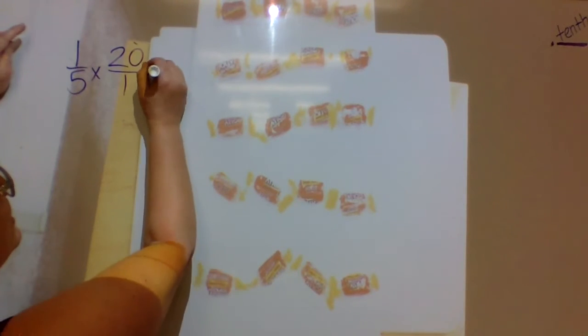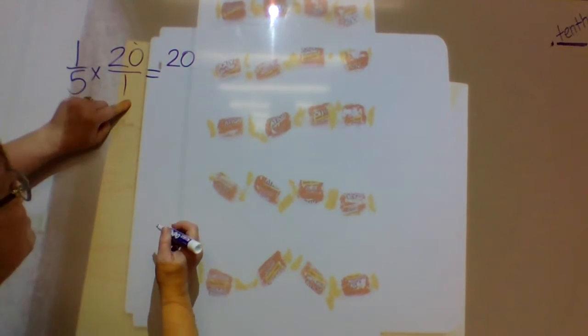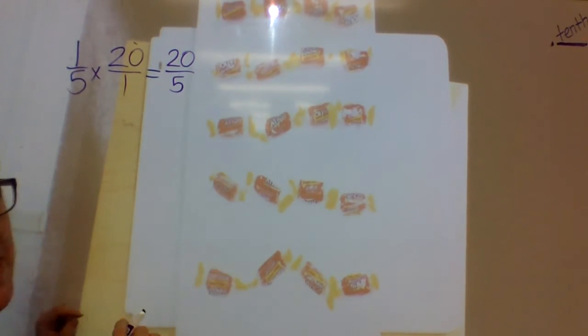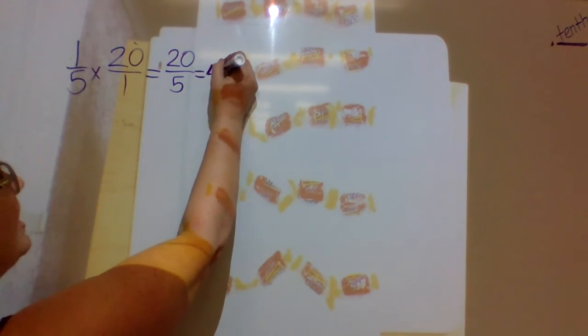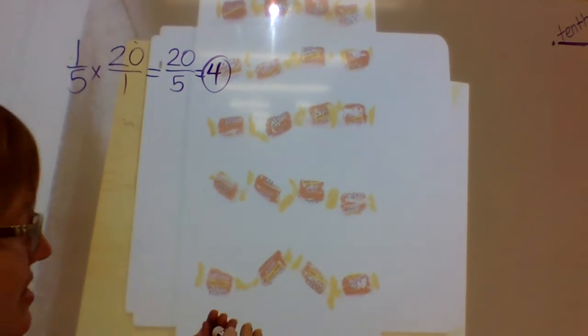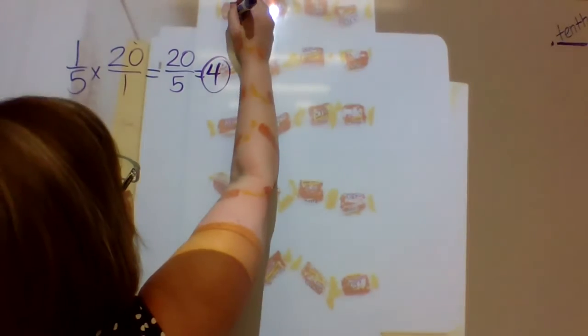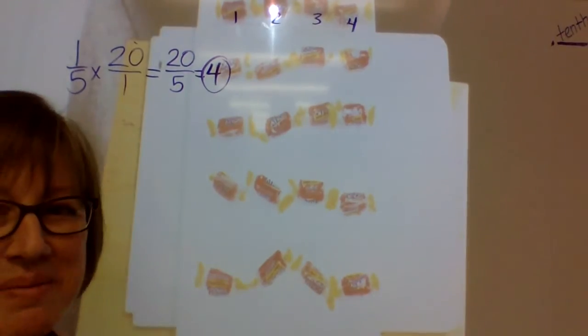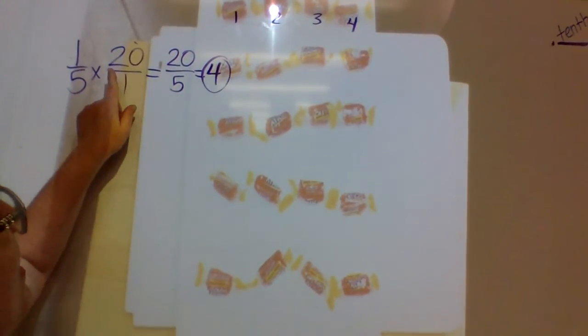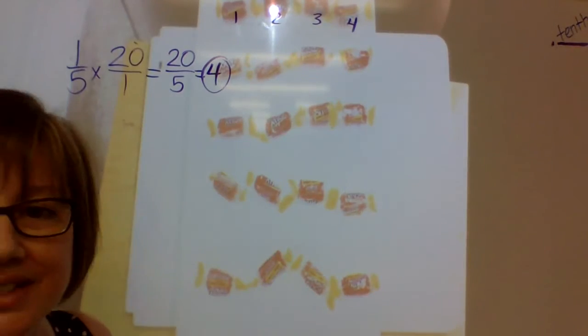Okay, 1 times 20 is 20. 5 times 1 is 5. What's 20 divided by 5? Equals, did I say 5 a second ago, or did I say 4? Because there's 4 here. There's 1, 2, 3, 4. There's 4 in each row. I think I might have said 5 a second ago. But 1/5 of 20 is 4.